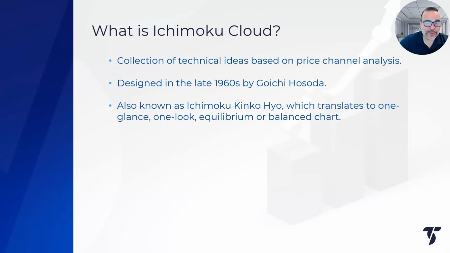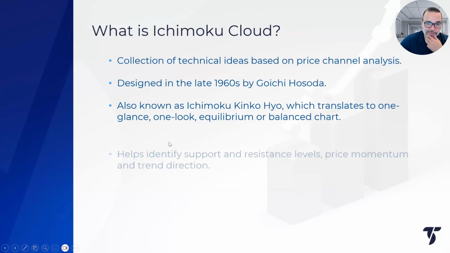It is also known as the Ichimoku Kinko-hyo. Not sure if I'm pronouncing that correctly, but we'll go with that pronunciation. It translates to one glance, one look, equilibrium, or balanced chart. So the idea that this technical analyst Hosoda had back then when he created the study was to be able to look at an indicator and have everything in there, not having to rely on other studies to provide him the signals. He imagined this indicator to provide you everything you needed in terms of what the market is intended to do, the conditions that the market is going through, and some of the things that you can do going forward.